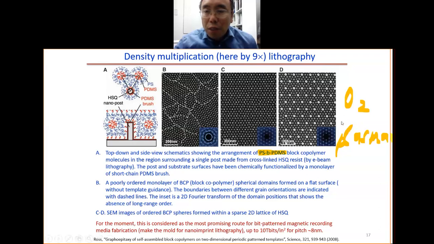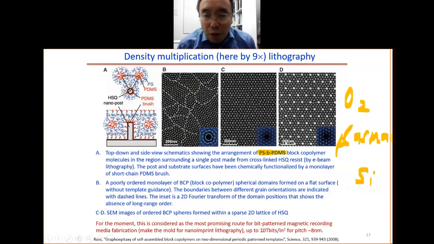The oxygen plasma can etch away polystyrene block easily, but PDMS contains siloxane. This one contains silicon. As a result, this PDMS will not be etched away by the oxygen, but polystyrene will be etched away by the oxygen plasma. So you get this PDMS pillars together with this HSQ pillars. This way you can have very high density. So this method was considered as the most promising route for the bit patterned recording media.